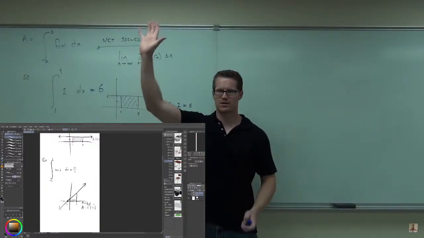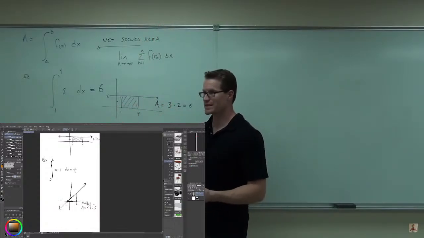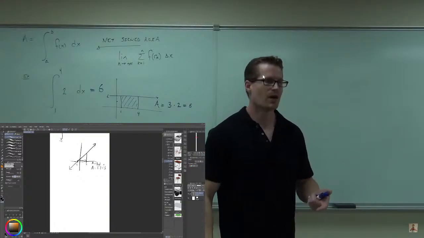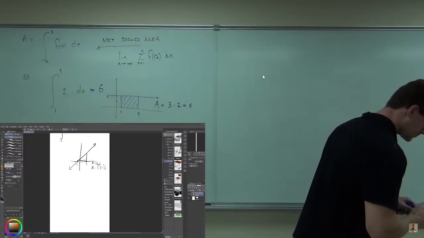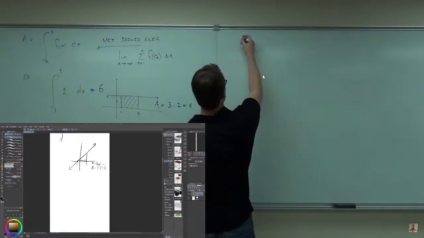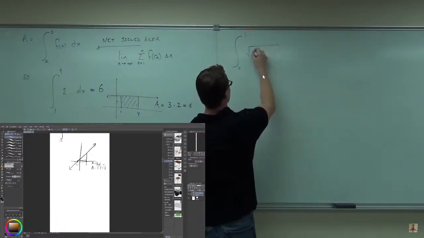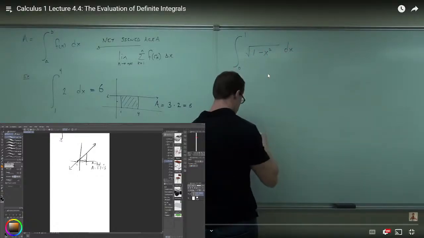How many people feel okay with our areas so far? So geometrically speaking, this is not so bad. Rectangle, rectangle with a triangle, as long as we calculate our height right, we can do that. Base times height over 2. What about something like this one? This is going to look nasty until you really think about what's going on. How about that one?